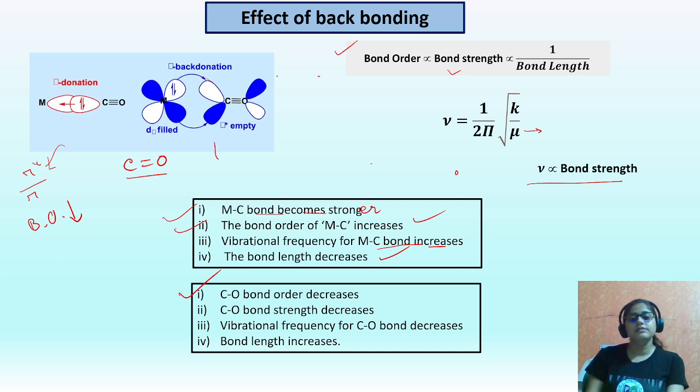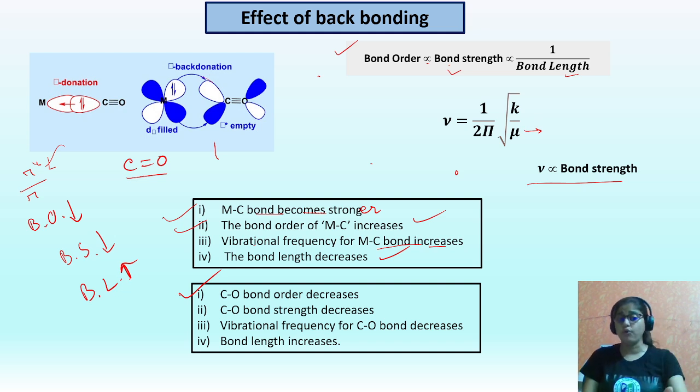Bond order decreases means bond strength will decrease. Bond length is inversely proportional, so bond length will increase. Fine. Now the nu value, nu of CO, the bond which we are talking about, only that bond. The nu CO depends on the bond strength, but bond strength decreases, so nu CO will decrease, and only bond length will increase.